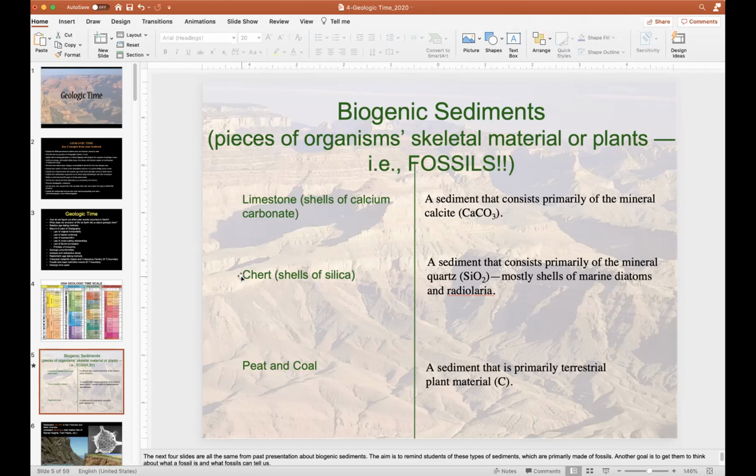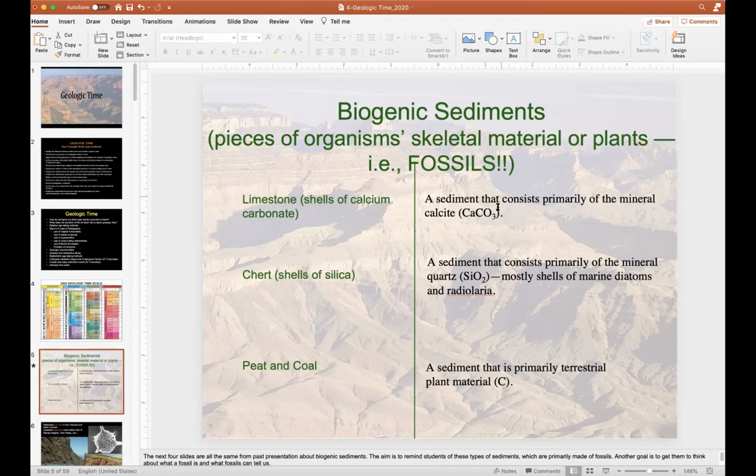Chert is often made up of the shells of radiolaria. One is called a radiolarium. They are marine animals that are tiny, they're microscopic. They are made up of silica.